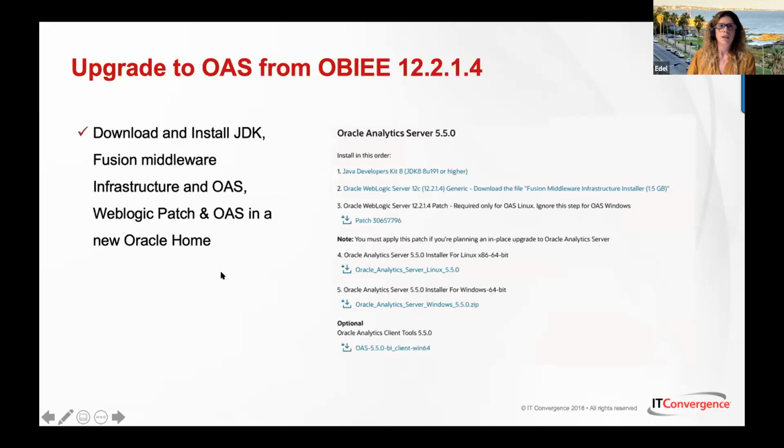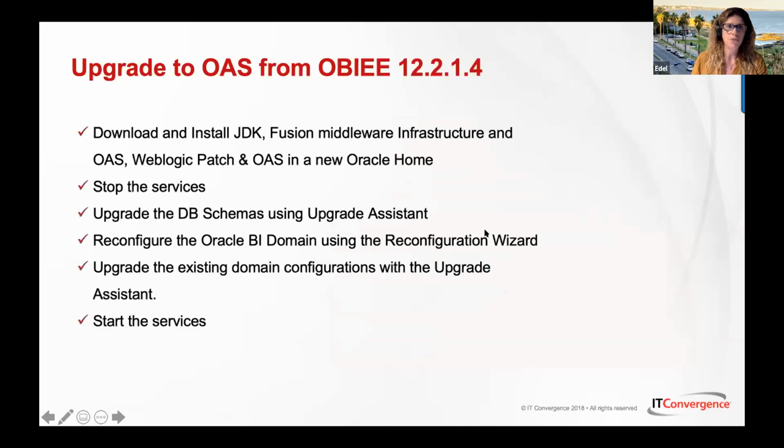To upgrade to OAS, the first step is to download and install the JDK, Fusion Middleware Infrastructure, and OAS. If you're using the Linux version, you also need to download a WebLogic patch. If you're going to use Windows, that patch is already included in the Windows version, so you don't have to. But if you're using Linux, you will see here in the screenshot that you also need to download the WebLogic patch.